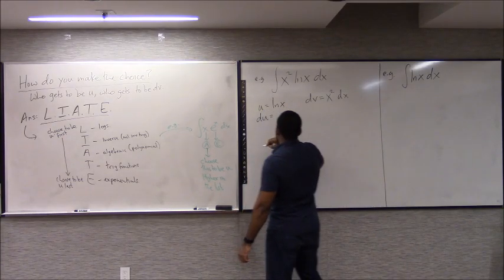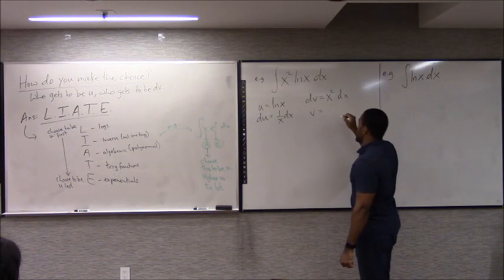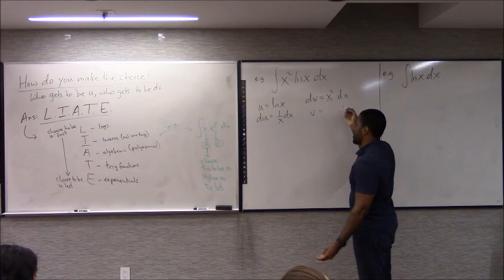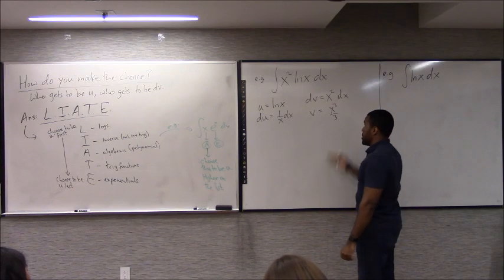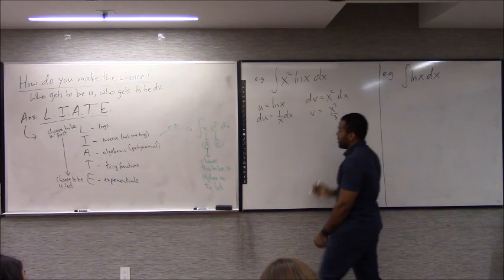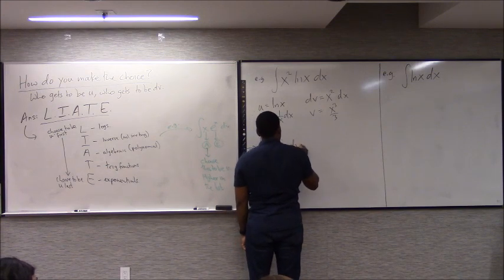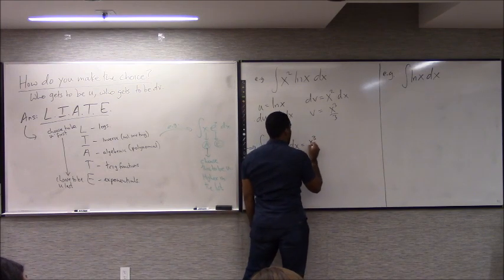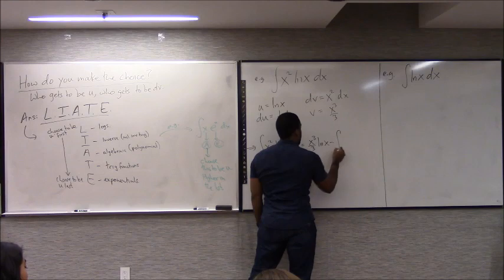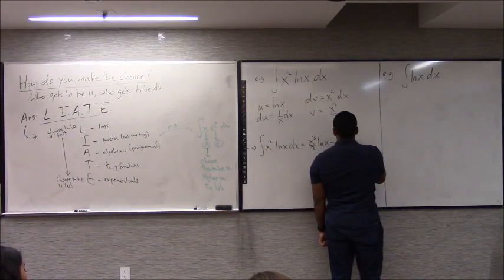What's the derivative of ln x? 1 over x. And what's the integral of x squared? x cubed over 3. Okay, now at the moment you might think, oh my god, we made it worse. Well, hold on, let's actually plug this in. It is going to be u times v minus the integral of v du. So this is x cubed over 3 times 1 over x.